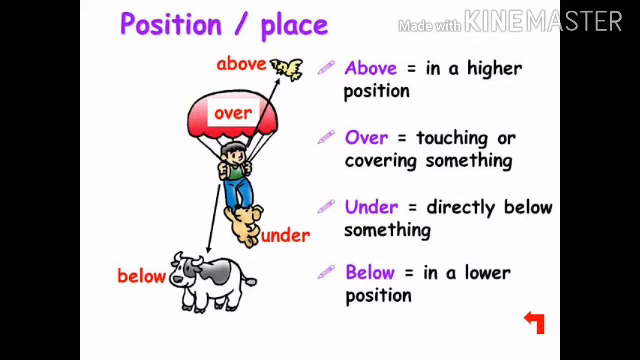Similarly, we have over. Over means vertically higher. It may be touching or just covering something without a touch. For example, the balloon is over the boy's head. Here it's not touching the boy's head but just covering. Now under. Under means directly or vertically below something. As we have already seen in the picture, the dog is under the boy's feet. Whereas below means lower than, anywhere; it does not necessarily mean vertically or directly under. It means lower than or in a lower position. I hope all these 4 prepositions are clear.